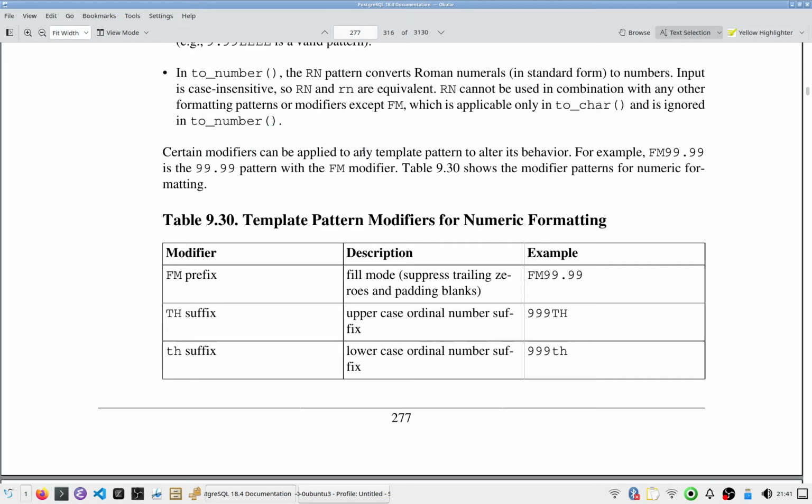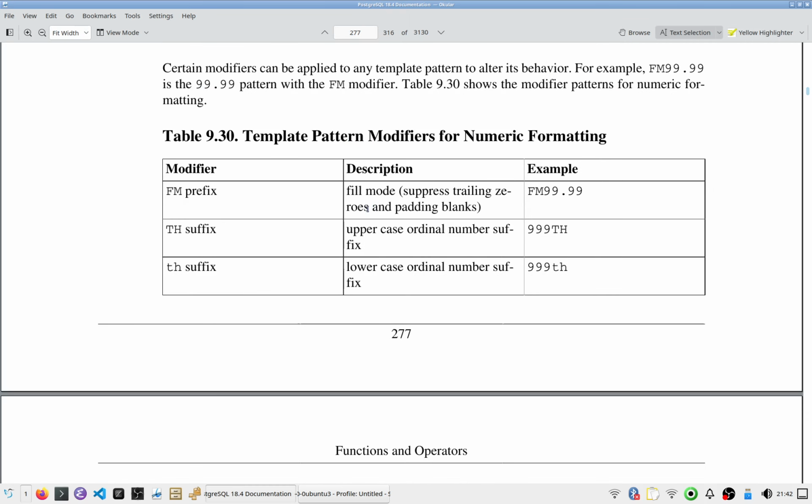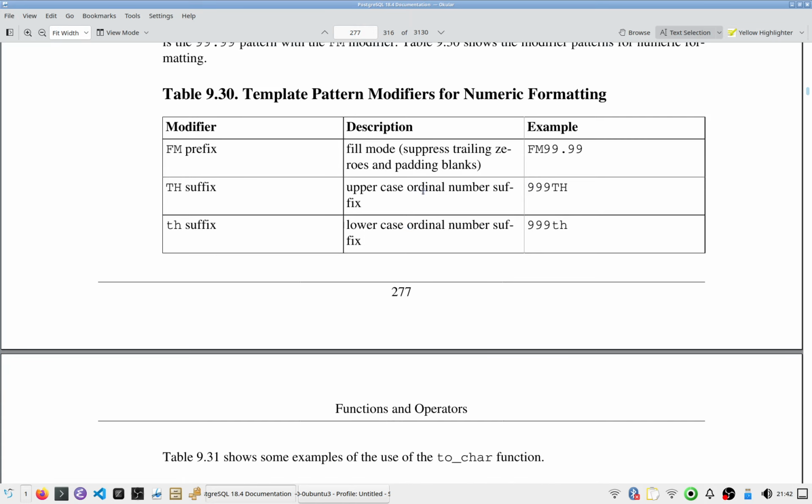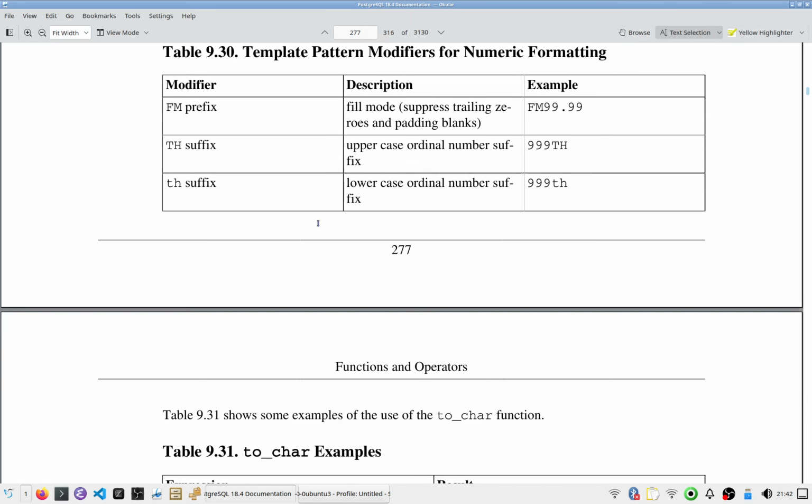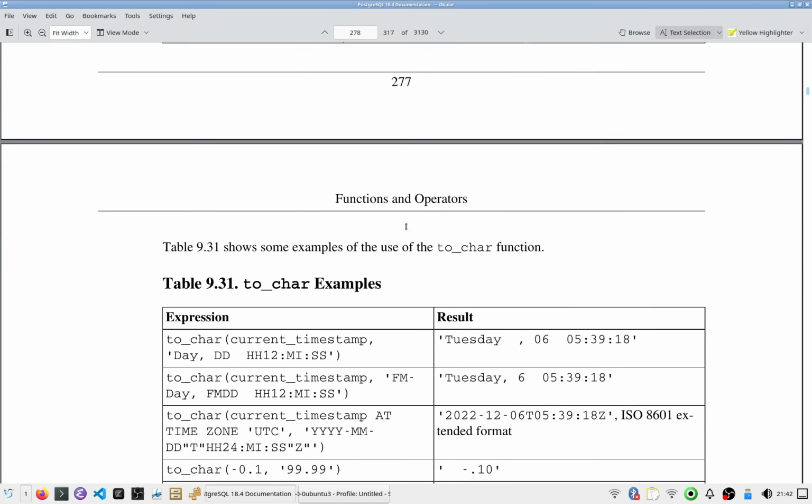Certain modifiers can be applied to any template pattern to alter its behavior. For example, FM99.99 is the 99.99 pattern with the FM modifier. The following table, that is this table here, shows the modifier patterns for numeric formatting. We have FM prefix, which is fill mode, suppressing trailing zeros and padding blanks. TH suffix is uppercase ordinal number suffix. Small th is lowercase ordinal number suffix.